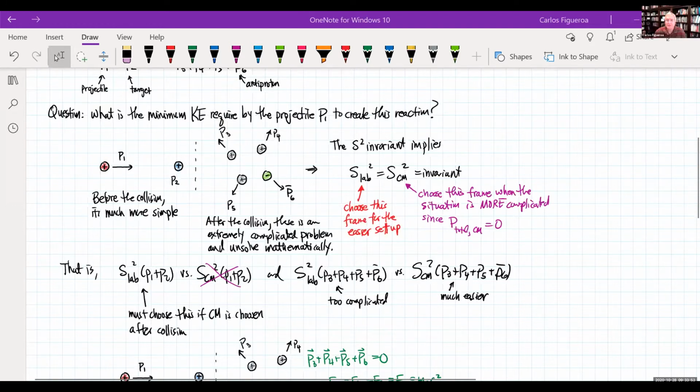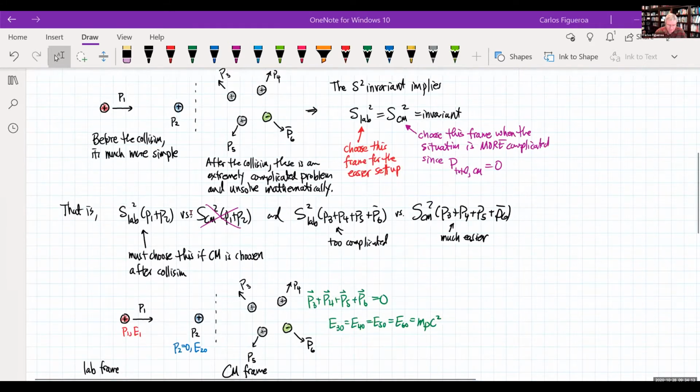One of the things you want to do here is choose the most difficult one to be the center of mass, and choose the easier one to be the lab frame. So we have choices. We could say before the interaction, being P1 and P2, or after the interaction, which is 3, 4, 5, and 6. Since this is way too complicated, you can't solve a 4-body problem. You just can't. Impossible. So you can do this trick where you pick this to be the lab frame.